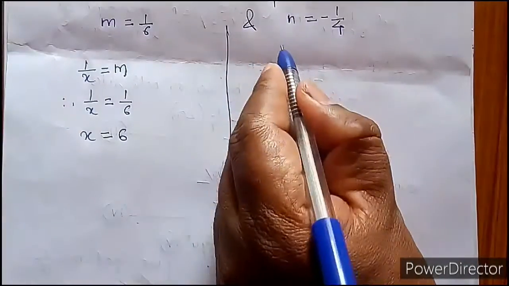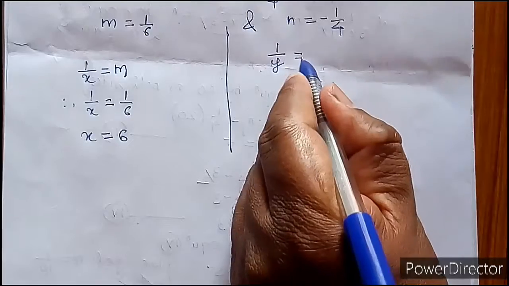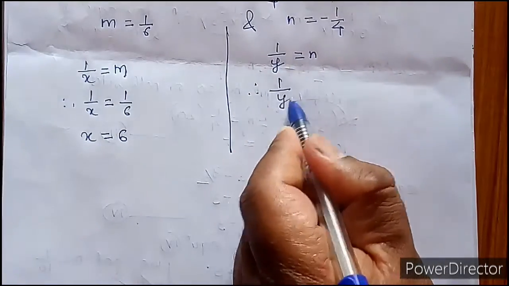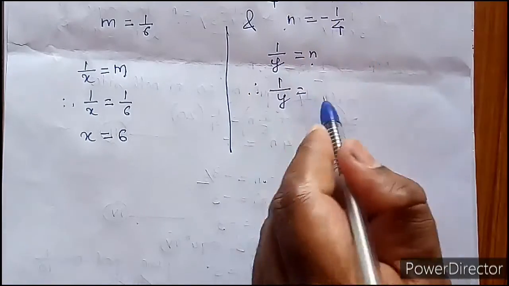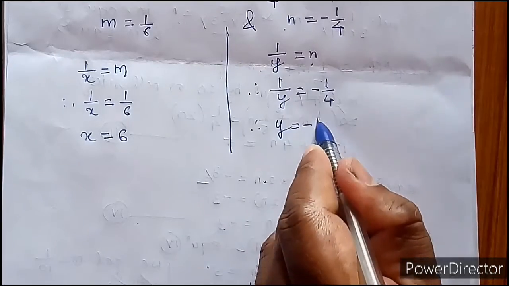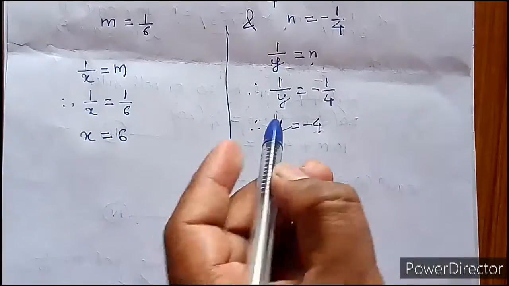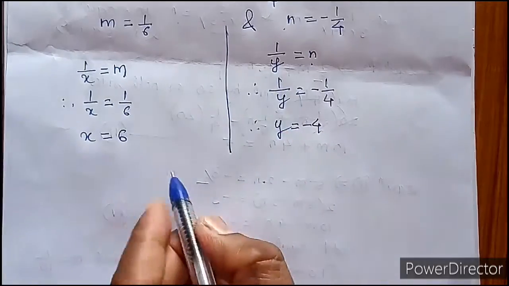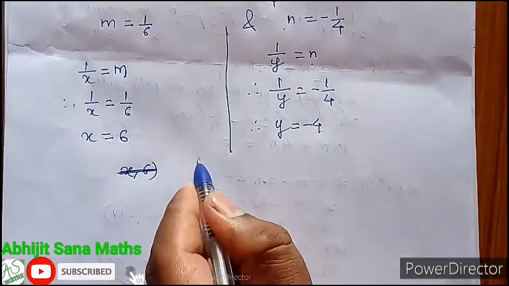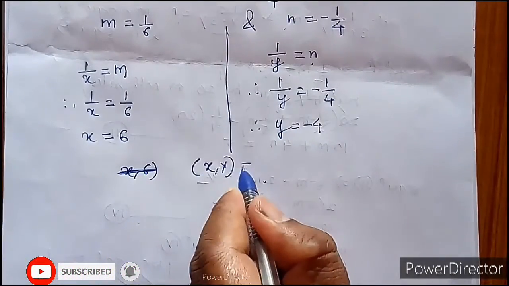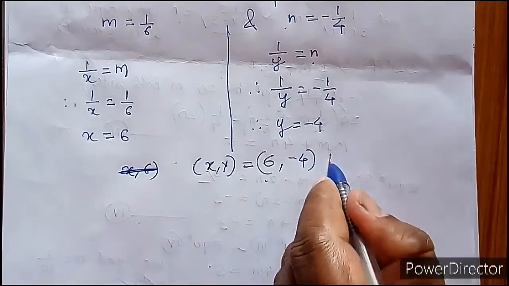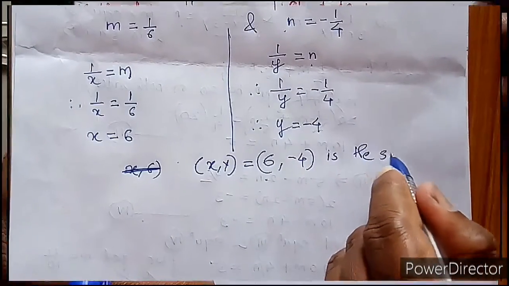Here we get the value of x equals to 6, but earlier we put the value of 1 by y equals to n. Therefore 1 by y as it is, the value of n we get here is minus 1 by 4. Write down here minus 1 by 4. Therefore y will be equals to minus 4, because we are making the inverse of both fractions. Now we get the values of x equals to 6 and y equals to minus 4. X comma y, that is the value of x is 6 and the value of y is minus 4, is the solution.